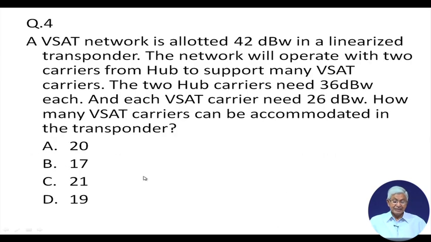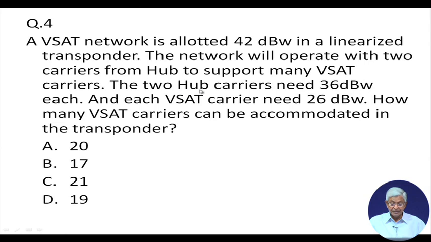Now, let us see another one. A VSAT network is allotted 42 dBW in a linearized transponder. A network will have many VSATs and of course, a hub. The network will operate with 2 carriers from the hub to support many VSAT carriers. That is their own arrangement, that one carrier is not able to support for their own reason. So, they have put 2 carriers to support VSATs.